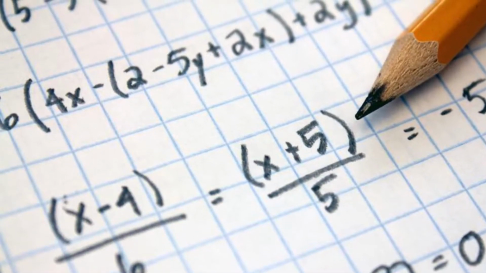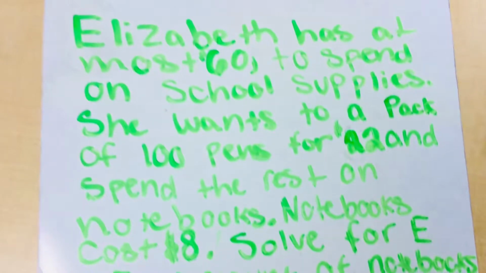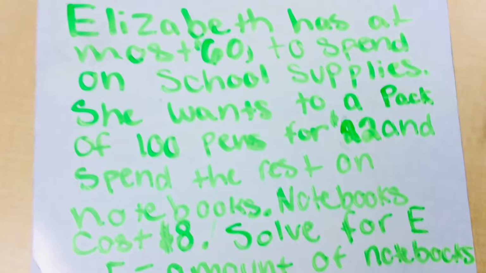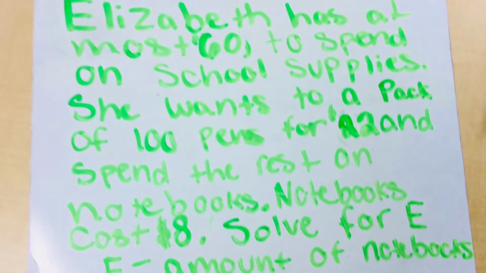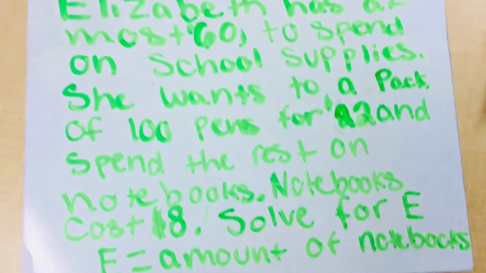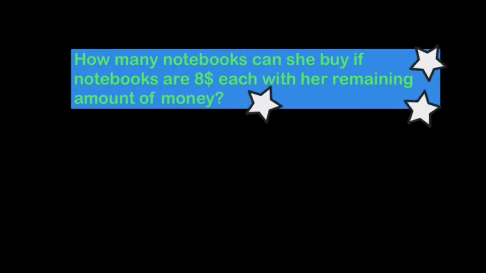So, the equation I'm using today is: Elizabeth has at most $60 to spend on school supplies. She wants to buy a pack of 100 pens for $22 and spend the rest on notebooks. Notebooks cost $8 each. Solve for E. And for this equation, E equals the number of notebooks. So the question is, how many notebooks can she buy if notebooks are $8 each with her remaining amount of money?